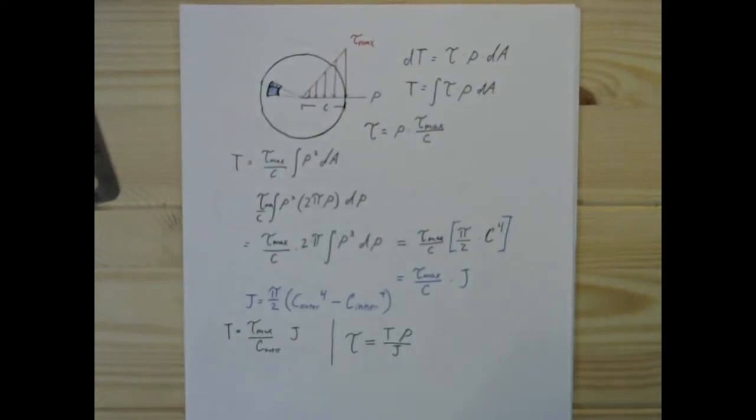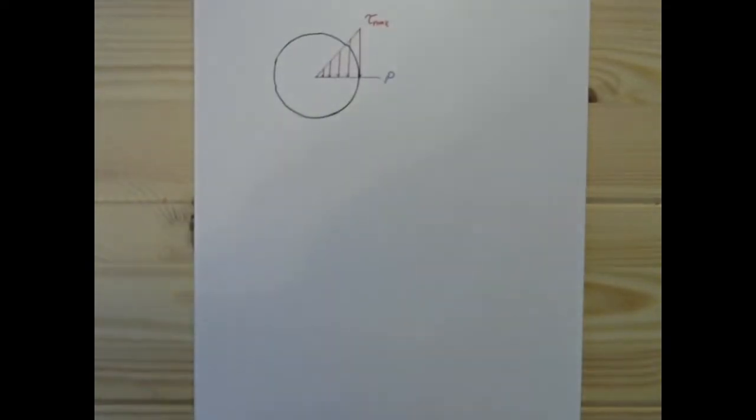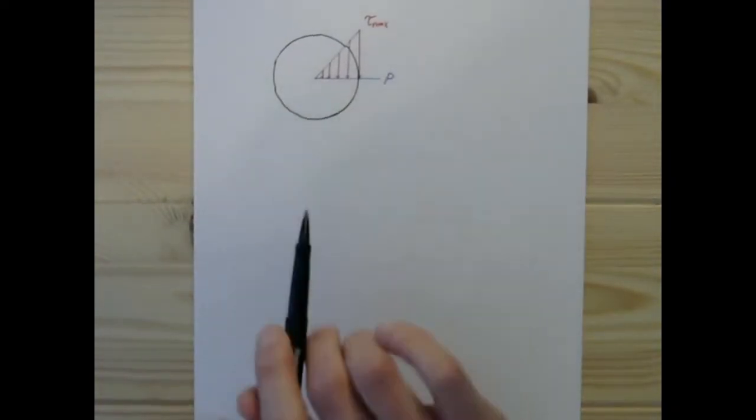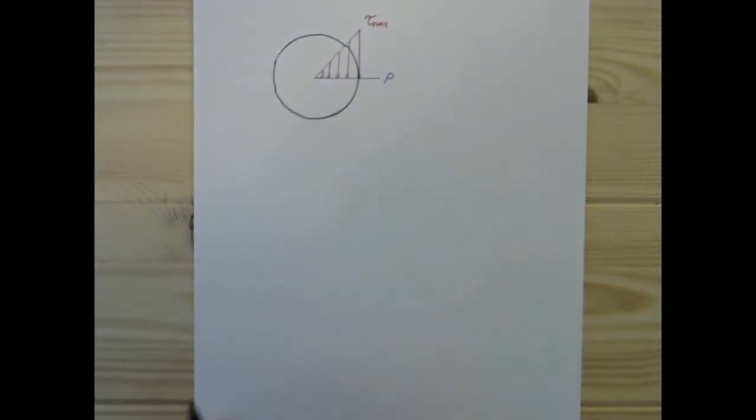Welcome to the third video on torsion in circular bars. In this video, we'll finish finding the polar moment of inertia, J, which will allow us to determine the two elastic torsion equations. This is therefore our distribution of shear stress.